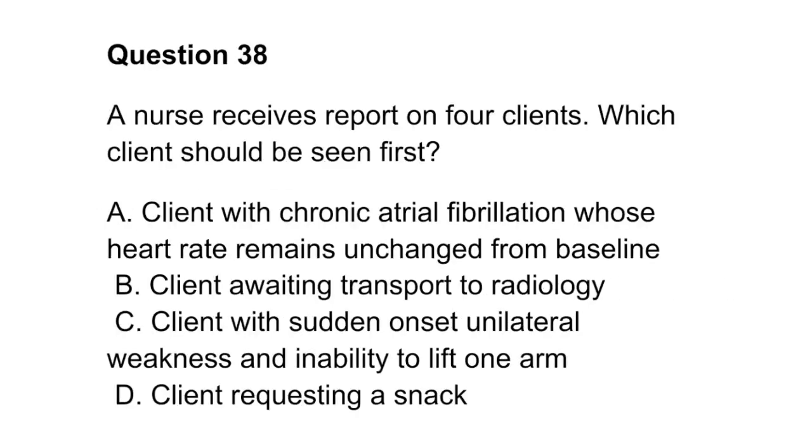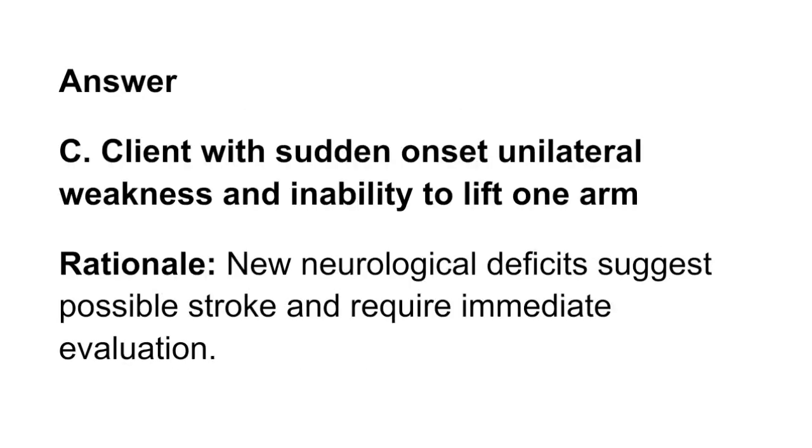underlying cause. Question 38. A nurse receives report on 4 clients. Which client should be seen first? A. Client with chronic atrial fibrillation whose heart rate remains unchanged from baseline. B. Client awaiting transport to radiology. C. Client with sudden onset unilateral weakness and inability to lift one arm. D. Client requesting a snack. Answer. C. Client with sudden onset unilateral weakness and inability to lift one arm. Rationale: new neurological deficits suggest possible stroke and require immediate evaluation.